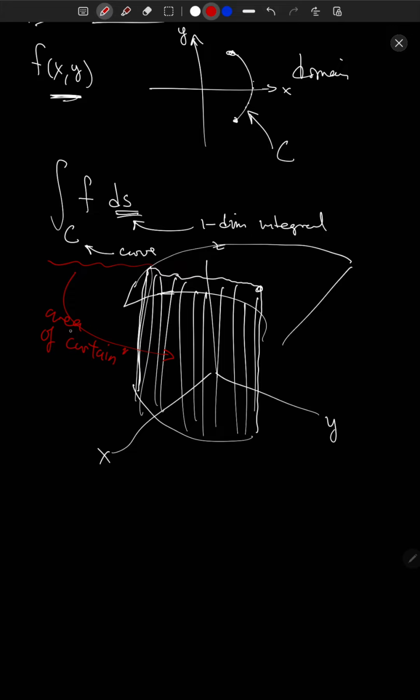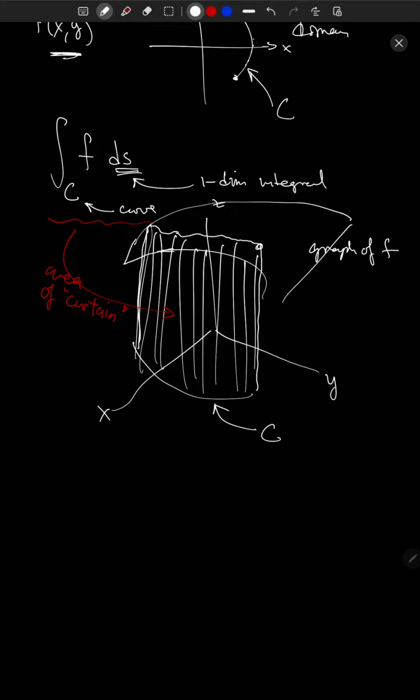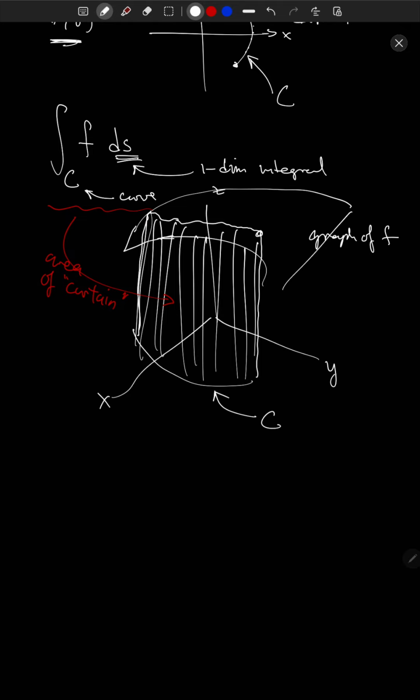So that's physically what we're going to want to calculate in this section. There's our curve, and again, this is the graph of f. Notation: this is called a line integral. Line refers to the fact that we're doing a one dimensional integral. We only want the area above this curve. We don't care about what's going on here, there, or there.